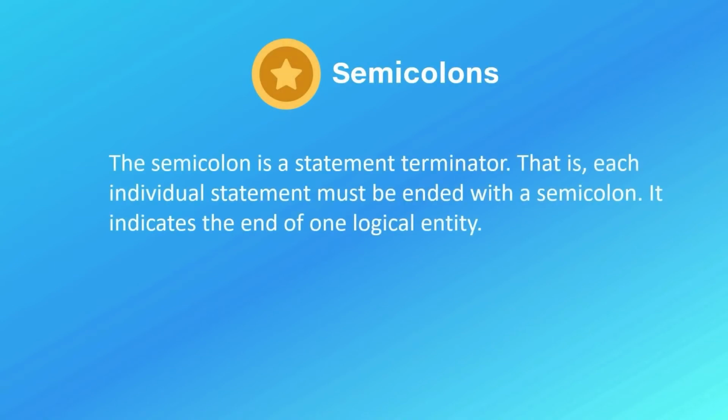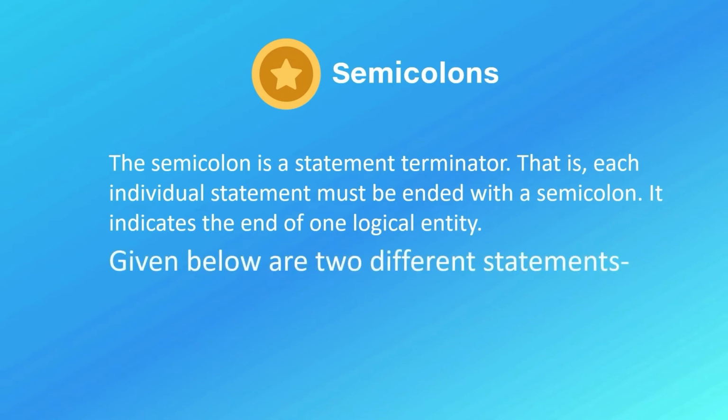Now let's go to the last one, the semicolons. The semicolon is a statement terminator. That is, each individual statement must be ended with a semicolon, and it indicates the end of one logical entity. Given below are two different statements, printf hello world and return 0, where both statements should have a semicolon at the end of their entity. If there is no semicolon at the last part of a statement, then there will be an error in your program.